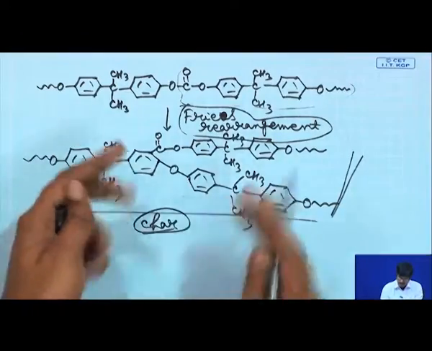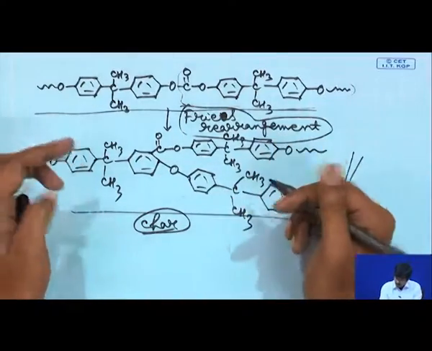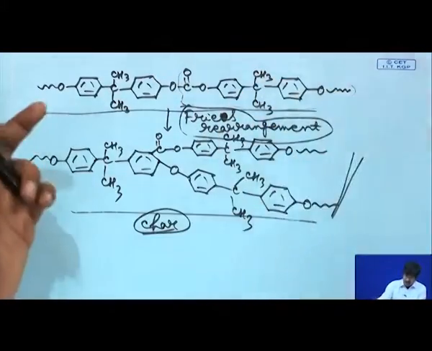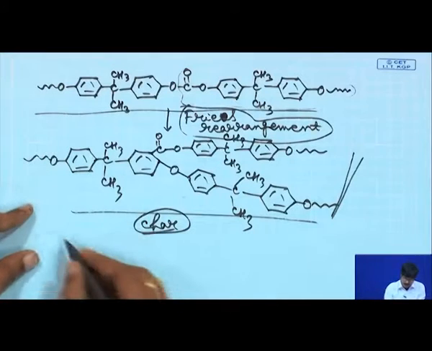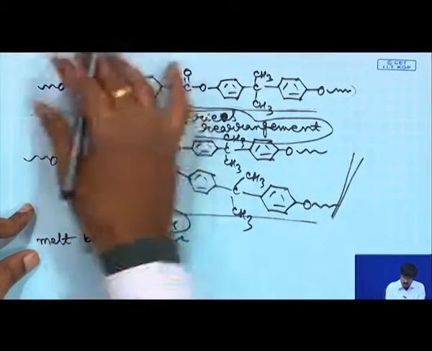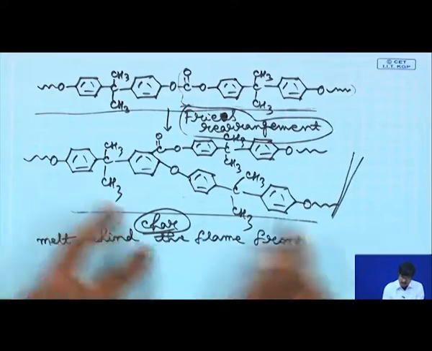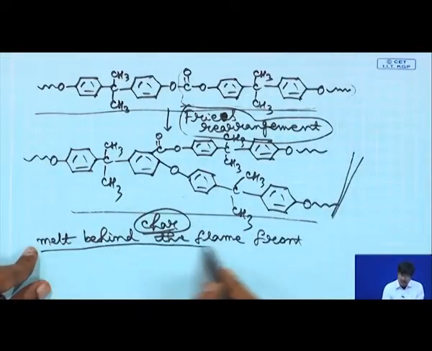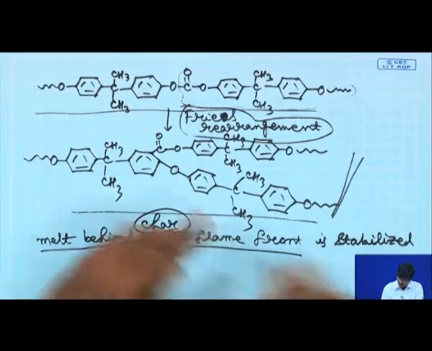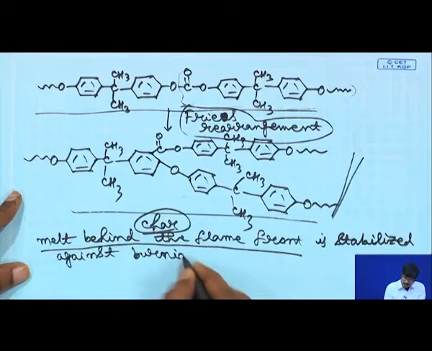It is a carbonaceous layer that forms on the surface of your bisphenol A polycarbonate. What happens is that this material is stabilized, this melt behind the flame front is stabilized against the burning drips. The melt behind the flame front is molten at this high temperature, so this char layer forms over this melt, and the melt is stabilized against burning drips.